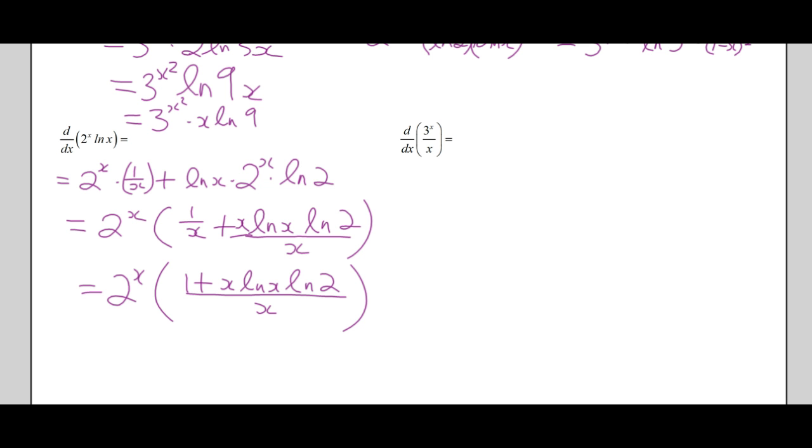I'd leave it. 3 to the x over x. What's the derivative of 3 to the x over x? It's a quotient, yeah. So we have to use the quotient rule, right? Okay, so how's the quotient rule work? It's the denominator times the derivative of the numerator, which is 3 to the x ln 3, minus the numerator times the derivative of the denominator.